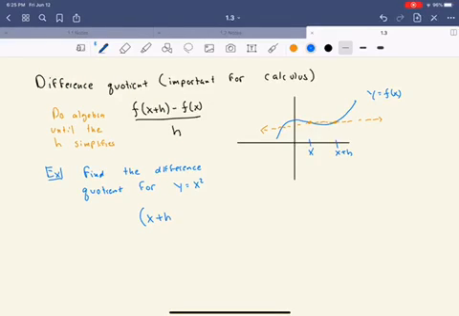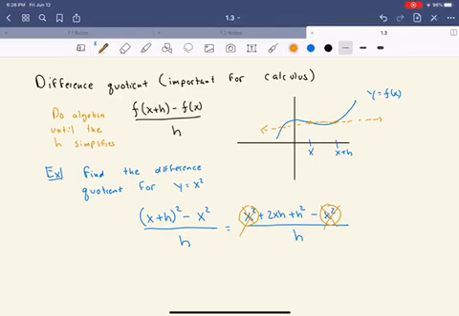We're going to take x plus h squared minus x squared over h. Now we're going to go ahead and FOIL this out. So x plus h squared is, remember, x squared plus 2xh plus h squared, minus x squared over h. This x squared and this x squared cancel.